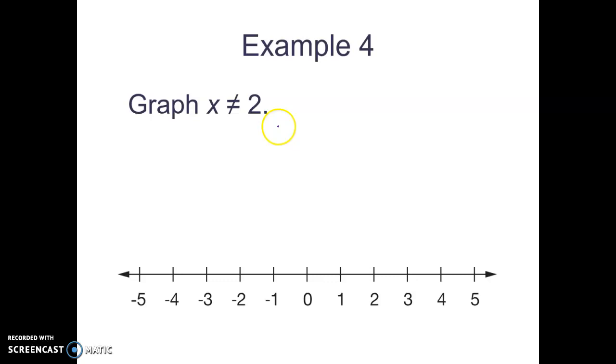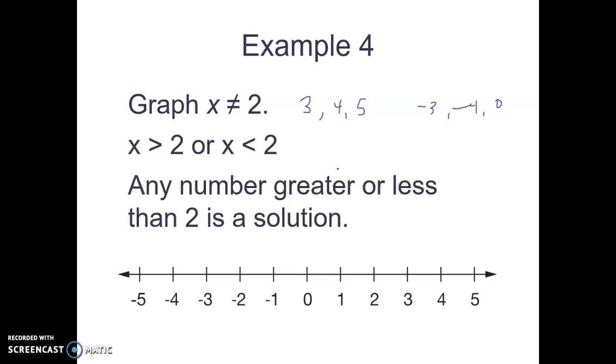Well, let's think through this logically. What are some numbers that are not equal to 2? 3, 4, 5, all of those are not equal to 2. What about -3, -4, 0? All of those are not equal to 2. So it looks like our graph has to include every number except 2. So x is greater than 2 or x is less than 2. Any of those numbers would be a solution.